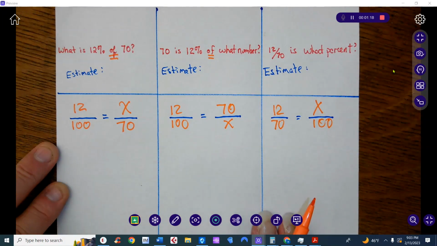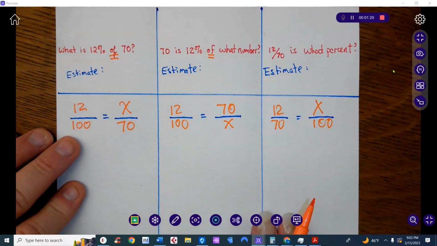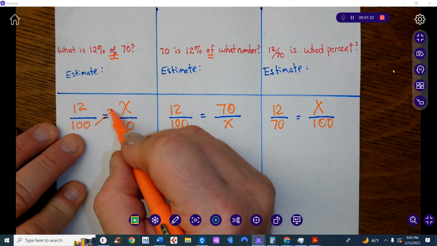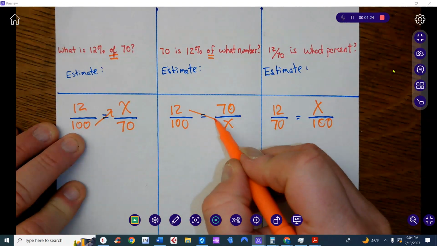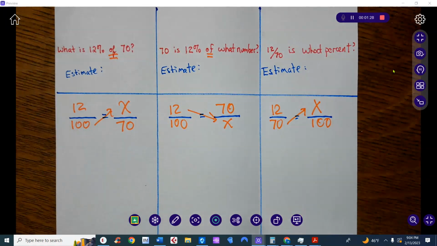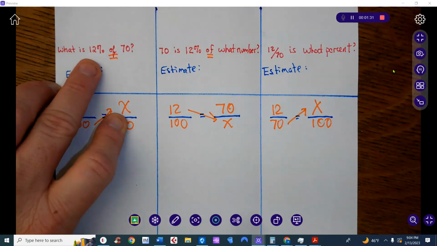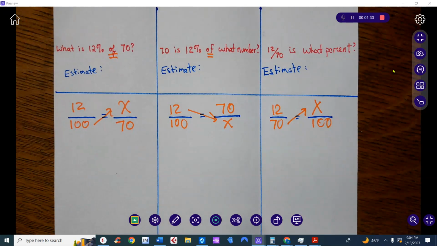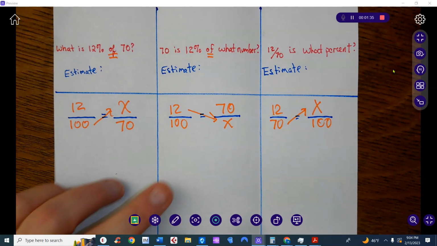Now, you've got these problems set up. All you have to do now is cross multiply. But before we solve the problem, let's do an estimate, just so that when we get our answer, we know that we're in the ballpark.